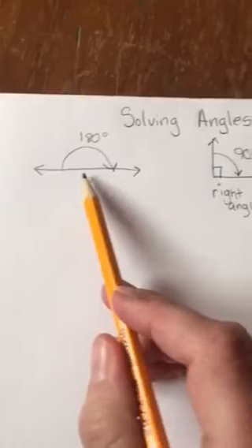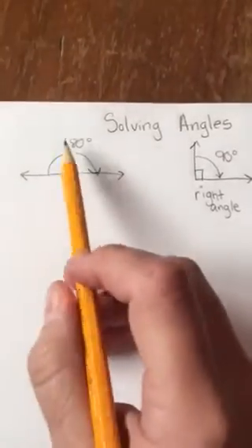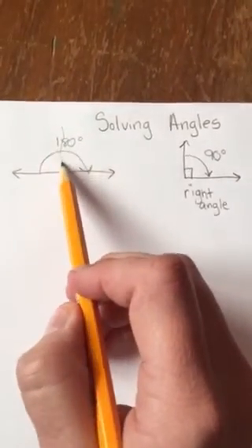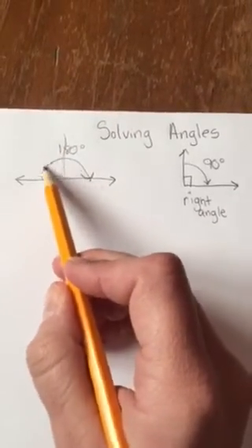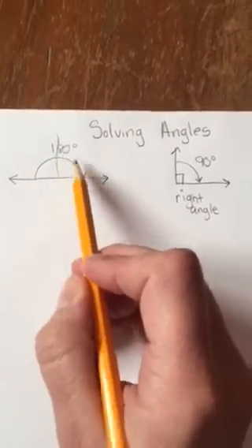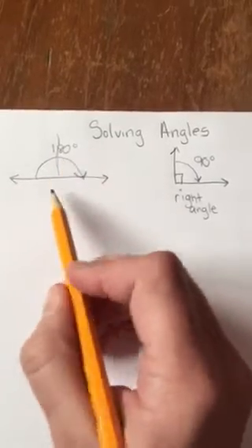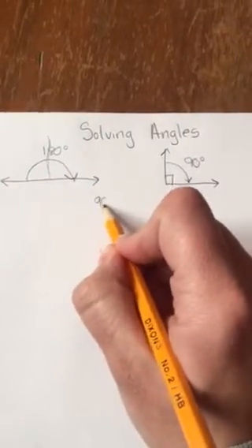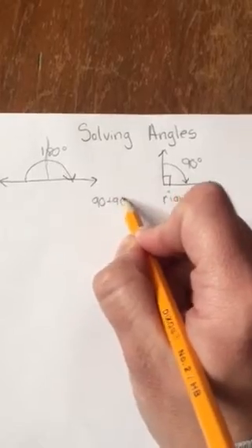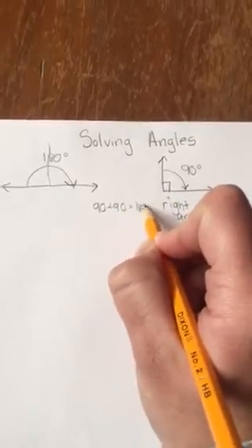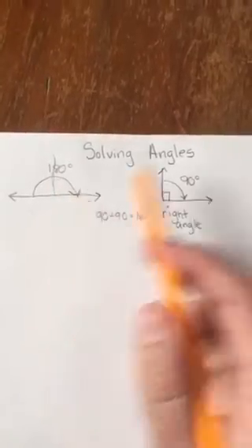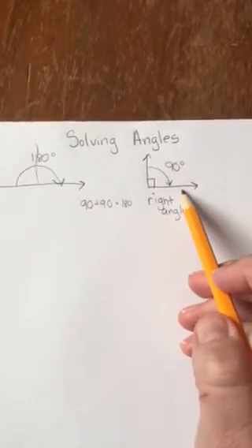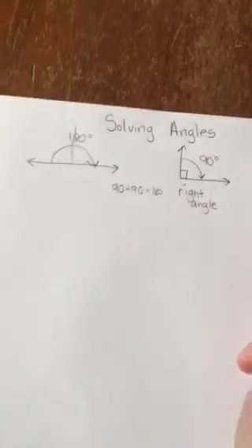If you go back to the line with 180 degrees, if you split that in half, up and down, you'd have 90 degrees on this side and 90 degrees on this side. Okay? 90 plus 90 equals 180. Okay? So a straight line is 180 degrees, and a right angle is 90 degrees.